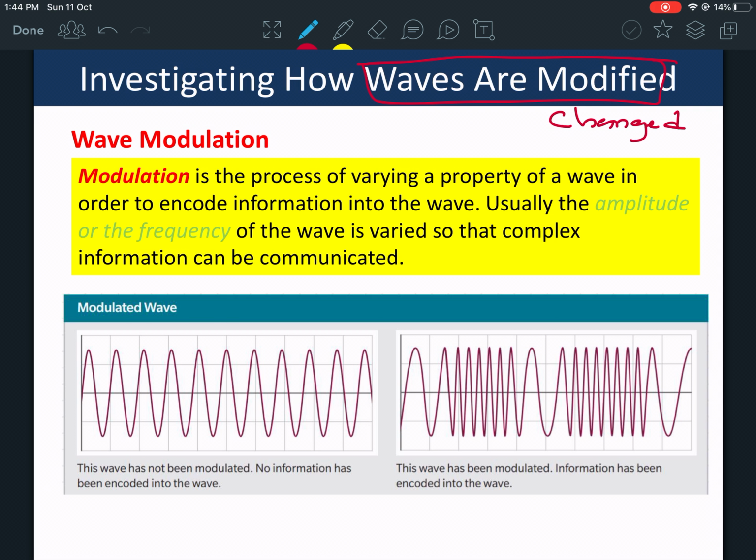Okay, modulation is the process of varying the property of a wave, changing a property or a characteristic of a wave in order to encode information into the wave. Usually the amplitude and the frequency. So they change the amplitude and the frequency of a wave in order to send information.